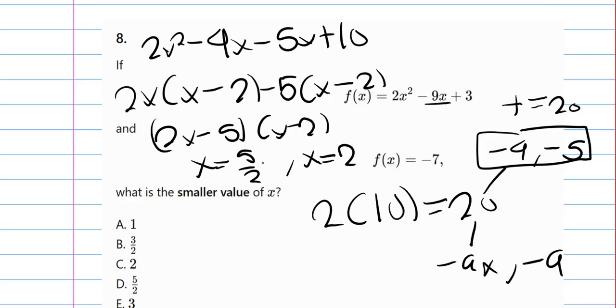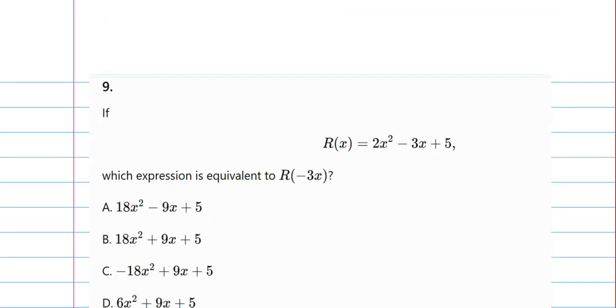So what's the smaller value of x? Basically, 5 over 2, if we convert this into a decimal, is 2.5, and x is equal to 2. So I can say that the smaller value is 2. Next, 9.